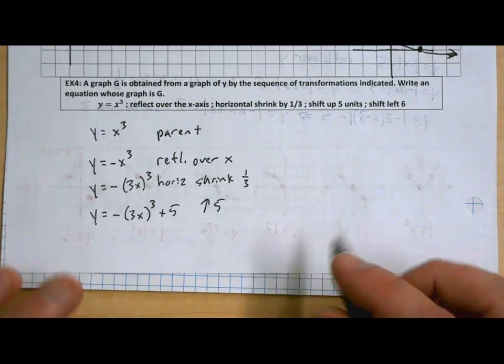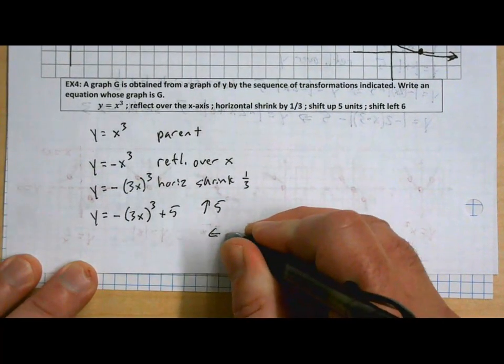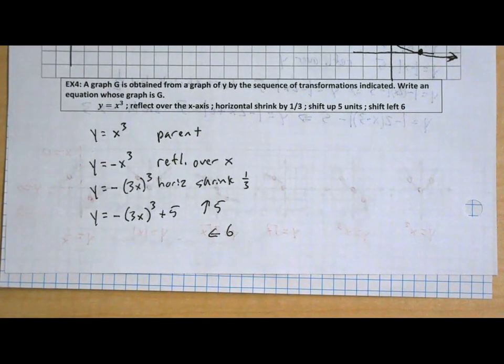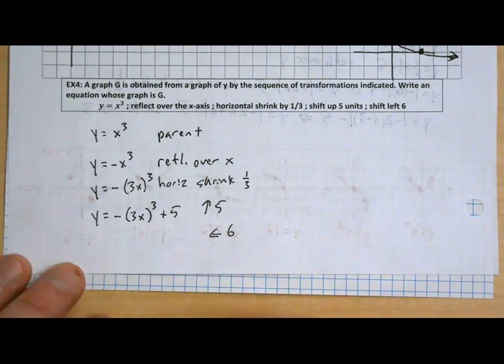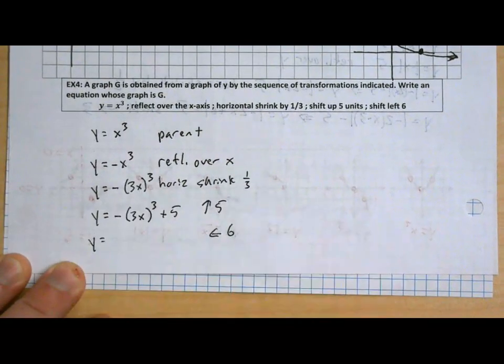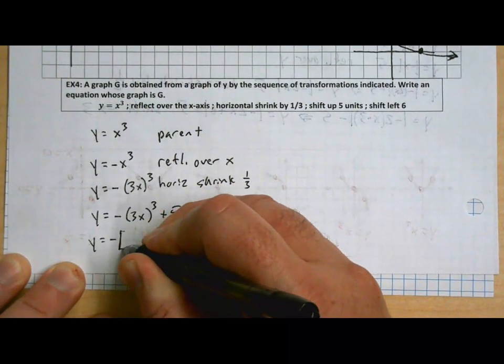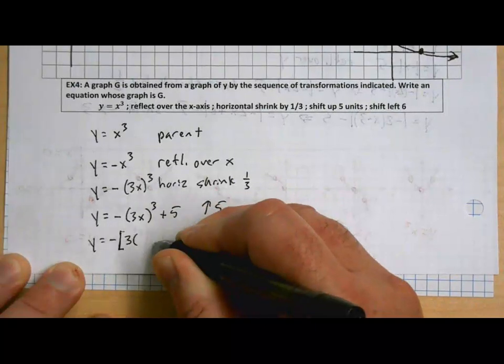And finally, left 6. All right, left is horizontal, so we need to take the x out, do something to it, and replace it. So let me get this set up here. I'm going to change these into brackets. I'm pulling my x out.